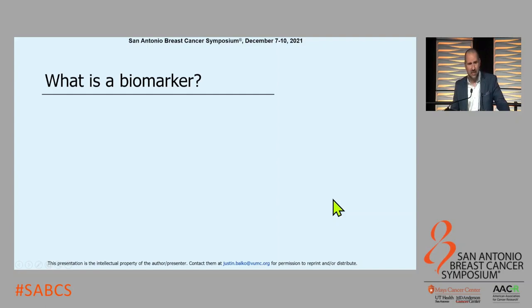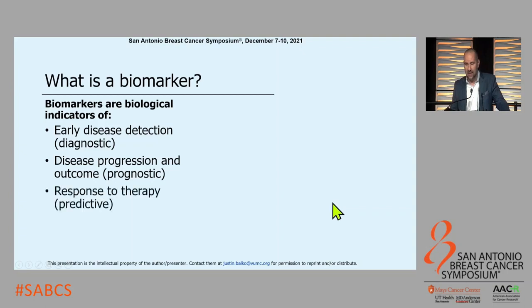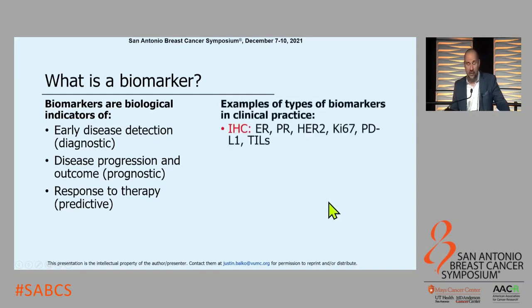So just to start off very simply, what is a biomarker? The NIH NCI defines a biomarker as an indicator of either early disease detection, so for instance, a diagnostic biomarker, those that can predict or identify disease progression and outcome, and those would be prognostic. And then finally, an example of one that's truly predictive, meaning that it differentiates between a response to a particular type of therapy. We use these quite frequently in clinical practice in breast cancer.